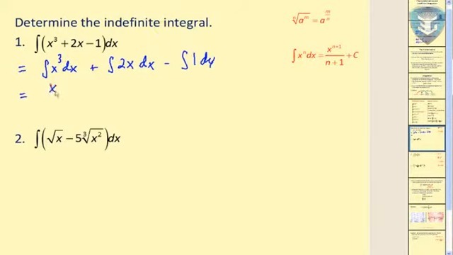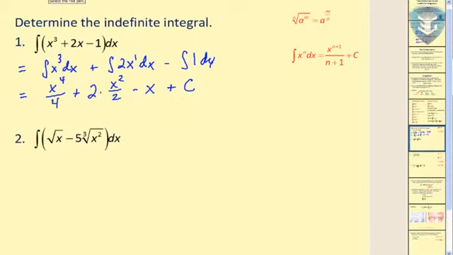So we're going to add 1 to the exponent, 3 plus 1 would give us 4, and then divide by the new exponent, plus 2 times, this is x to the first, so we add 1 to get x to the second, and then we divide by 2, minus the antiderivative of any constant is going to be the constant times x, so 1x, or just x, and we can't forget our plus c, our constant of integration.